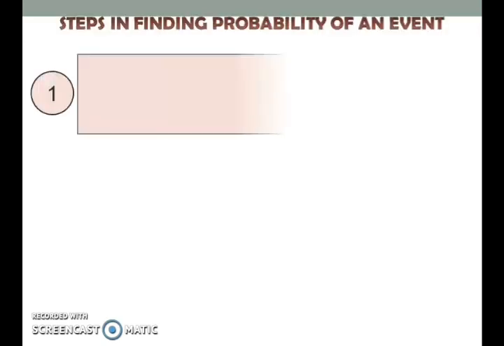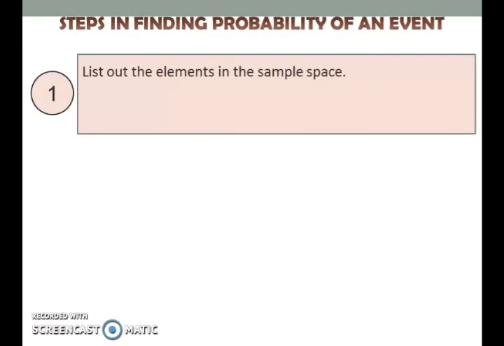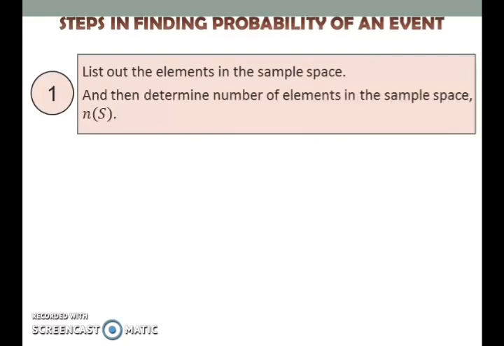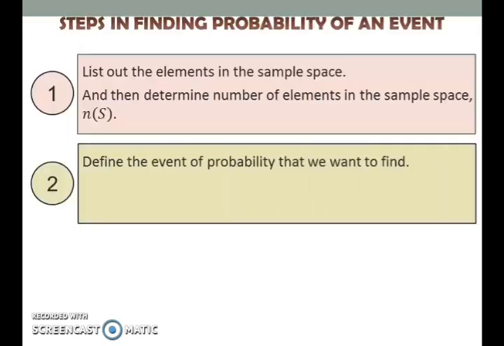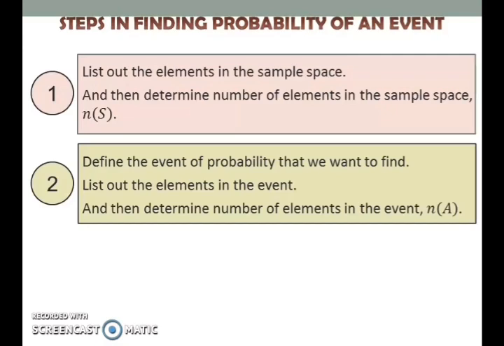To find probability of an event, first list out the elements in the sample space and then determine number of elements in the sample space. If we roll a die, we will get this sample space. We can see that there are 6 elements in this sample space. Thus, number of elements in the sample space is 6. Next, define the event of the probability that we want to find. List out the elements in the event and then determine number of elements in the event.